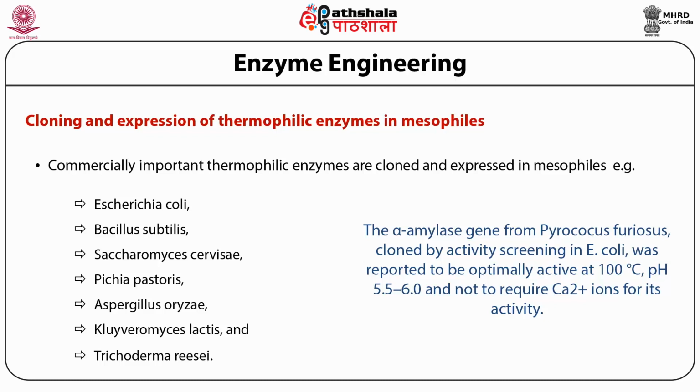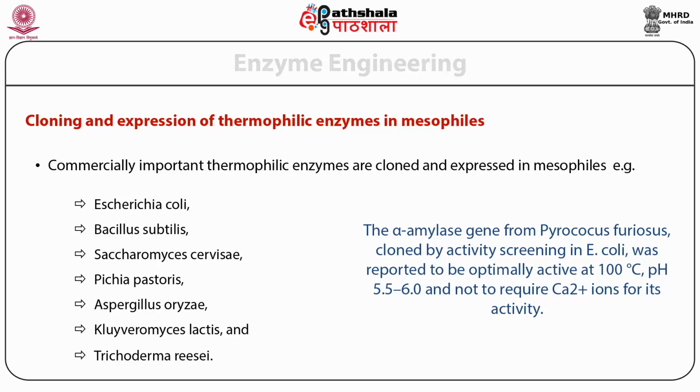The pH range was also maintained between 5.5 to 6, and an advantageous point was that this enzyme did not require the calcium ions for its activity, which actually was an additional advantage of producing this enzyme in E. coli host.